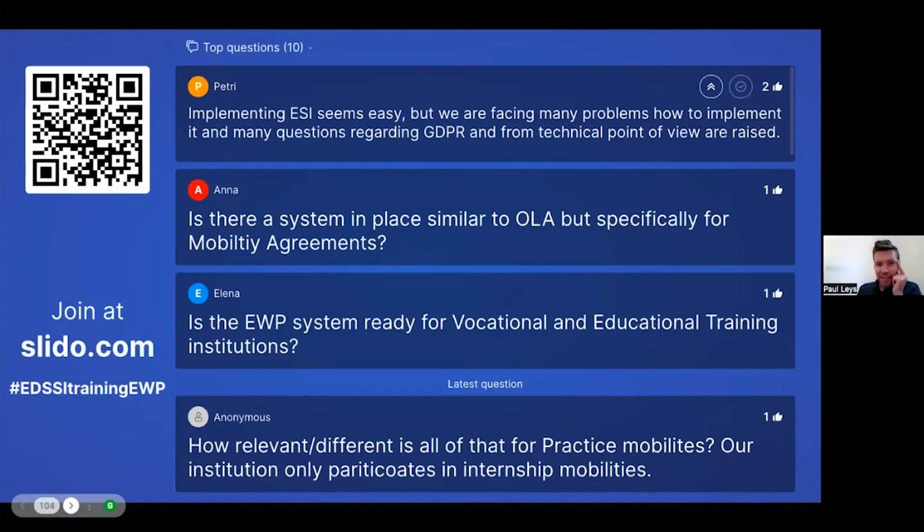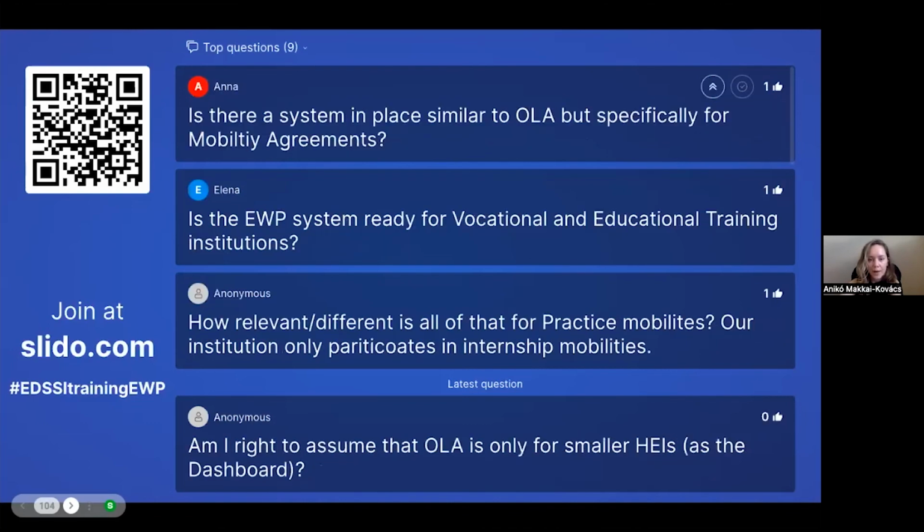I just wanted to add that I posted a link in the chat towards those nice articles about demystifying the European Student Identifier, which could be inspiring if you struggle with implementing ESI. And I think, Anikó, that there's also another one coming up in one of the coming weeks. Yes, from Lund University, exactly, from Sweden. So Petri, I hope this answered your question. And some of the last questions, I think we're going to be able to answer all of them.